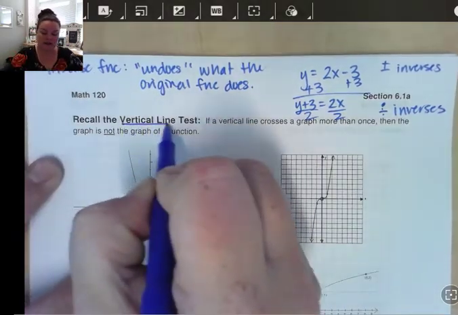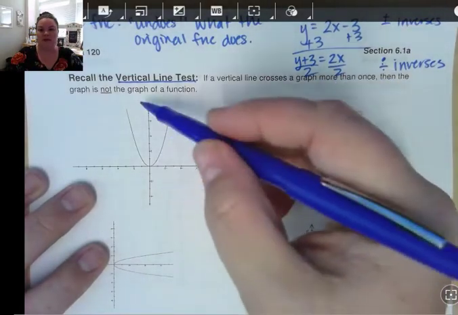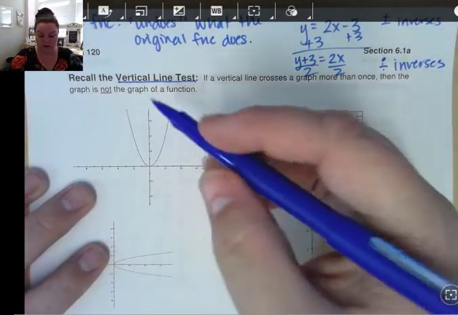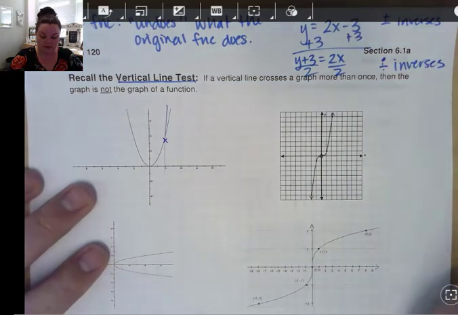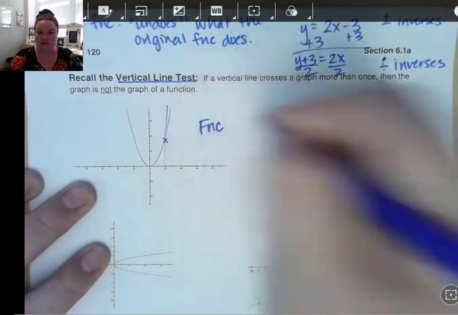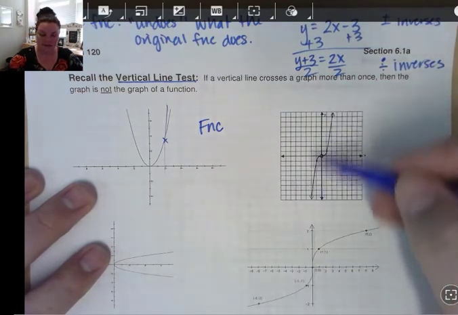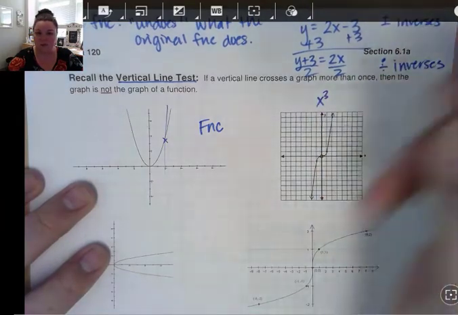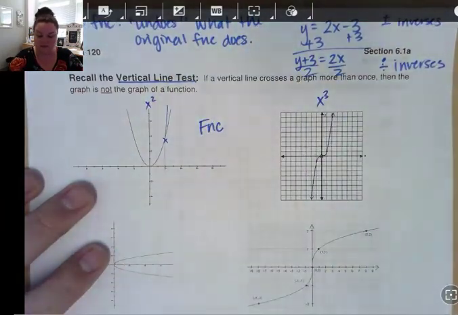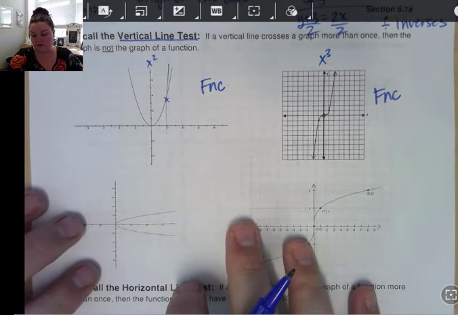So first thing is the vertical line test. We all remember the vertical line test. Vertical line test says if we draw a vertical line anywhere on this, as long as it hits only one time, right? If I draw a vertical line here, it's only going to hit one time. That means that this is a function, okay? Same thing on this one. If I draw a vertical line anywhere on here, it's only going to hit one time, right? This is x cubed. This is x squared, right? These are functions we should be familiar with. This one's also going to be a function.